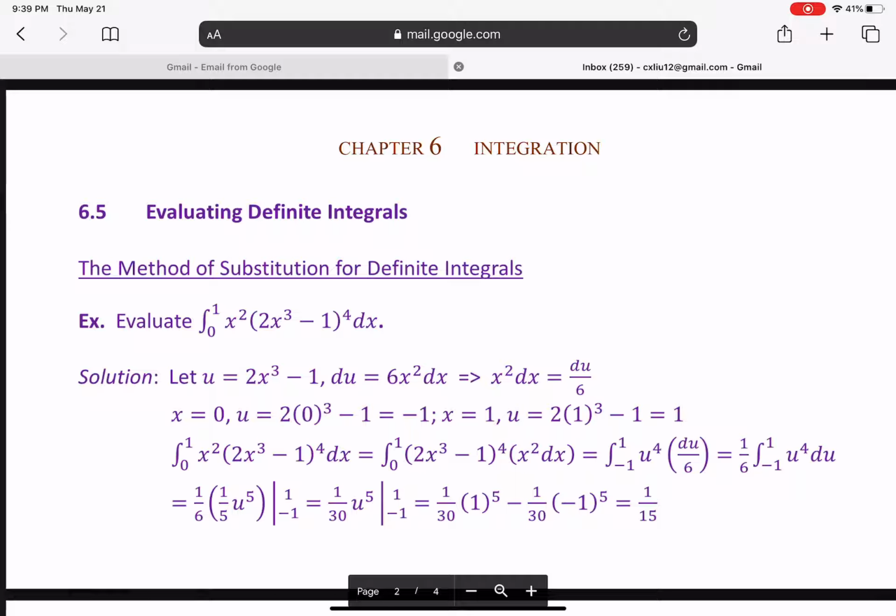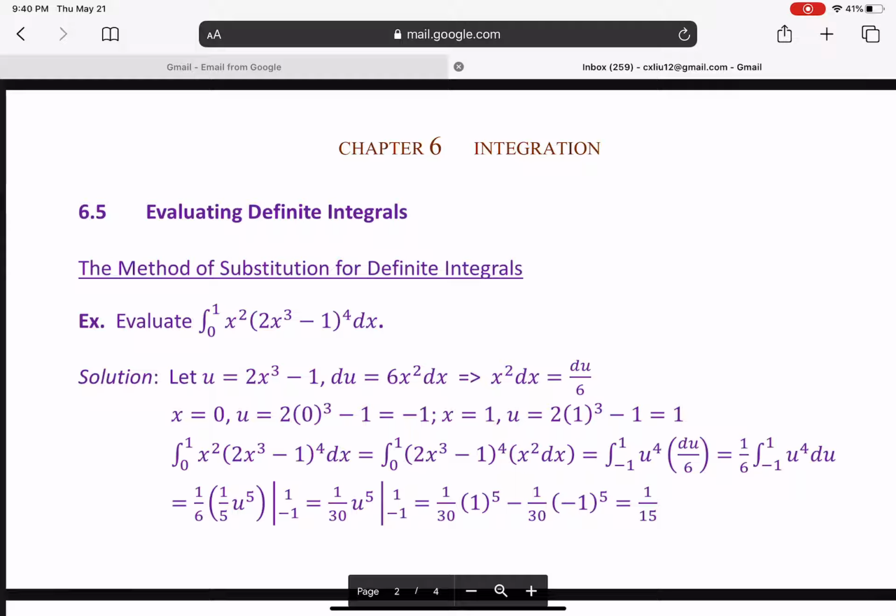Evaluate the integral of x squared times 2x cubed minus 1 to the fourth, from 0 to 1. This is the integral from 0 to 1 in x. And we got a composite function in the integrand, which is 2x cubed minus 1 to the fourth. So we can define the inner function 2x cubed minus 1 to be u. And then take the differential of u, we get 6x squared dx. If we divide by 6 on both sides, we get x squared dx equals du over 6.